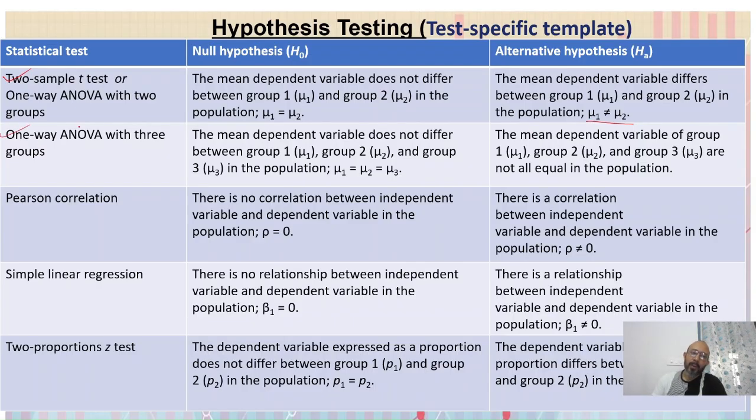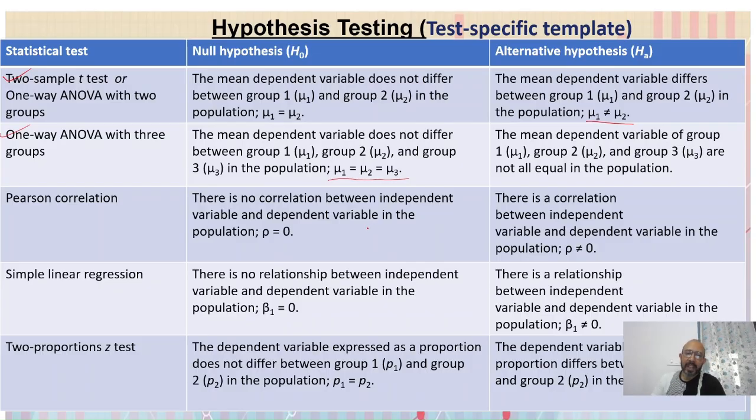Next, one way ANOVA with three groups. Null hypothesis: the dependent variable does not differ between group 1, group 2 and group 3 means in the population, mu1, mu2 and mu3. So the mean of group 1 equals the mean of group 2 and the mean of group 3. But in the alternative hypothesis, the mean dependent variable of group 1, group 2 and group 3 are not equal.